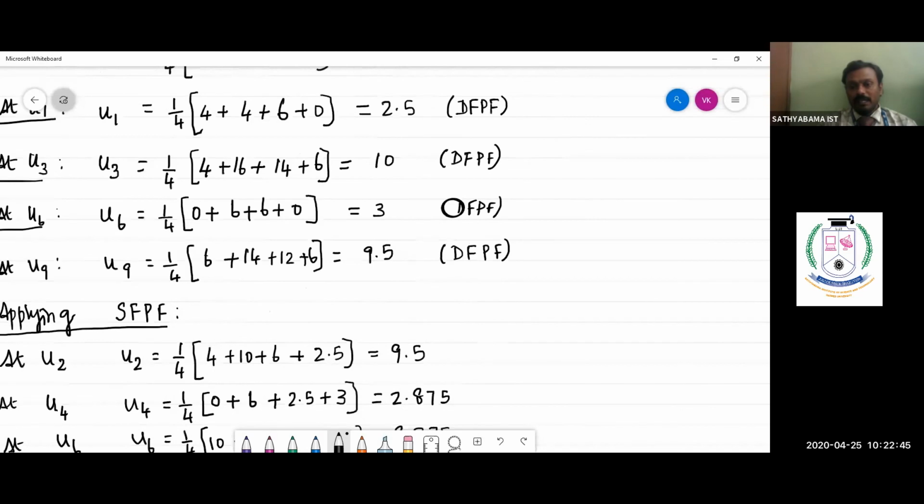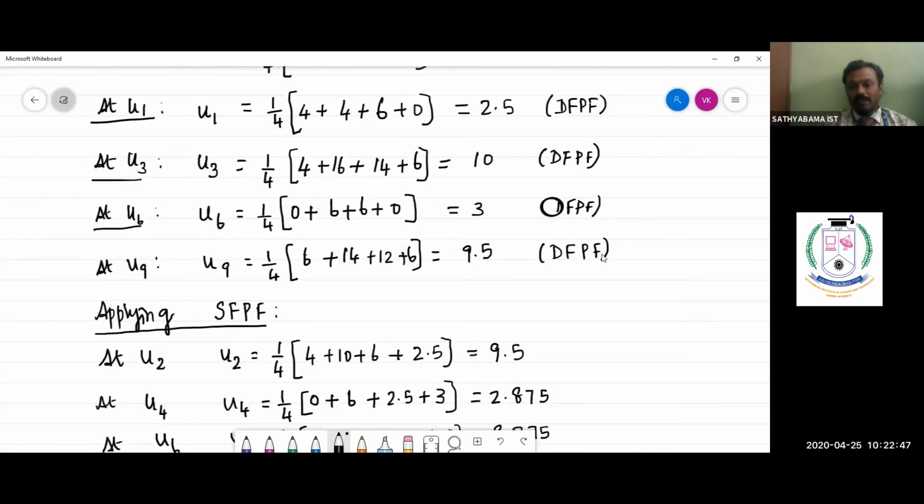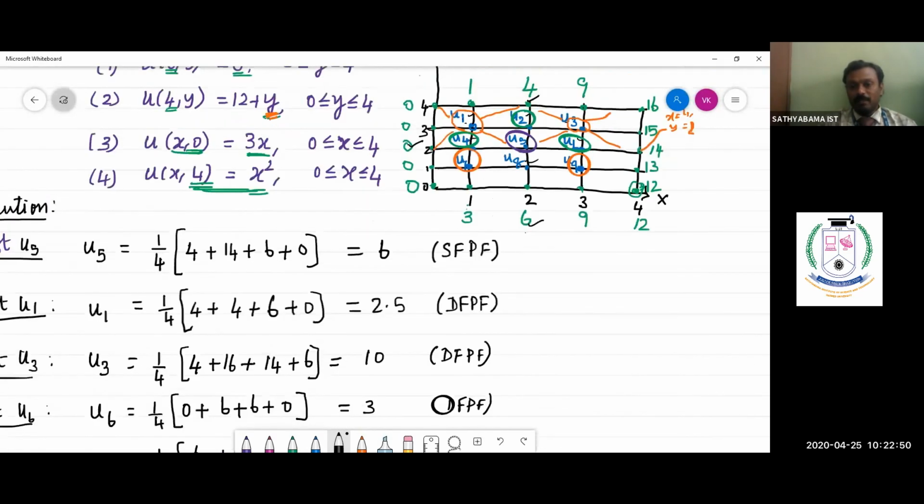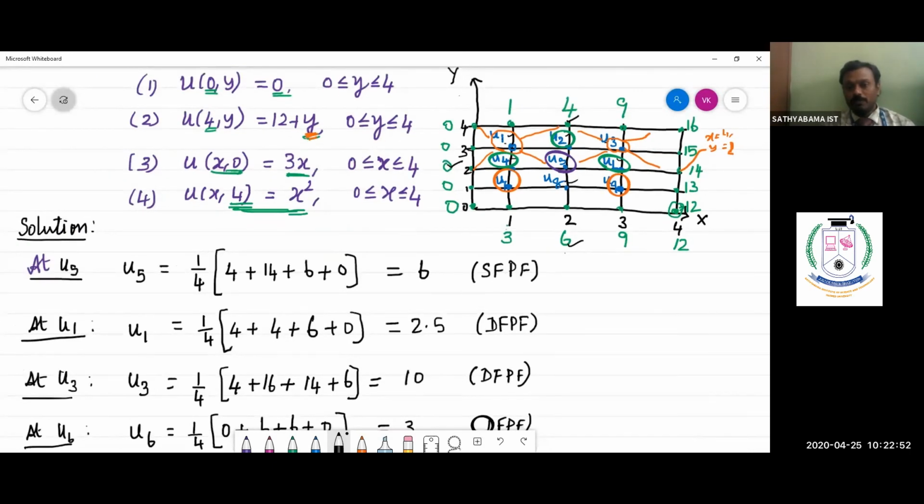So now in the mesh, we know the initial value for all the 9 points: U1, U2, U3, U4, U5, U6, U7, U8, U9. So we have to iterate the process until the successive values are equal. So now in each case, we apply the standard 5-point formula.